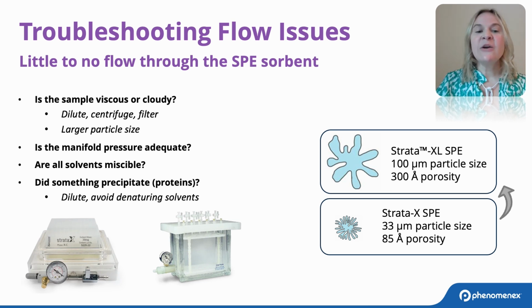Finally, consider precipitation or precipitate. Sample constituents or proteins can clog the sorbent. You can dilute, decrease sample volume, avoid denaturing solvents, or wash the sorbent with low ionic strength buffer prior to a regular wash. If the proteins were causing flow issues, it would be seen after loading your sample.